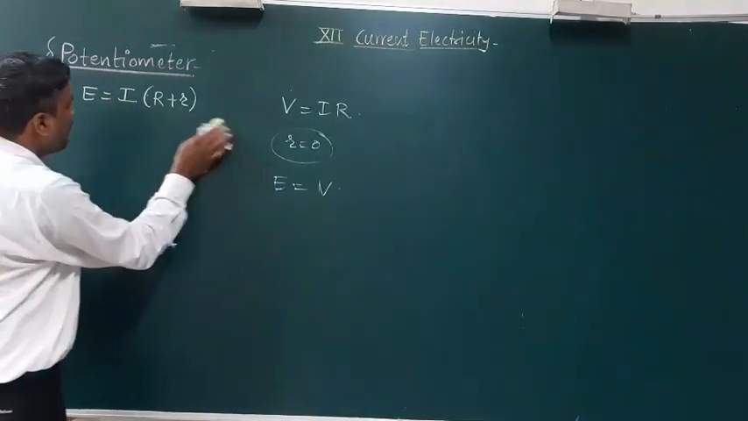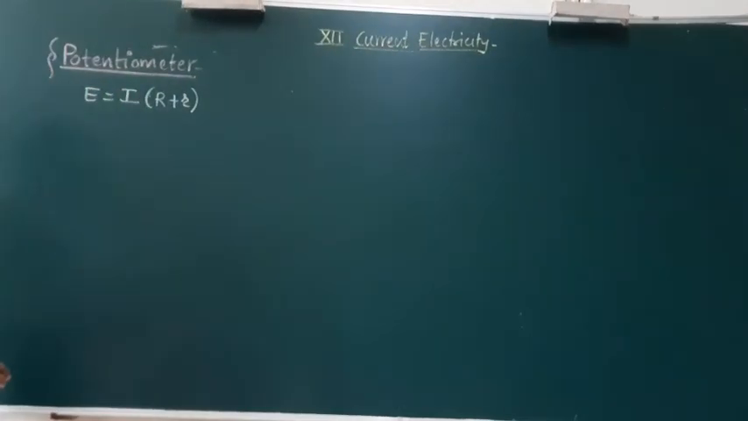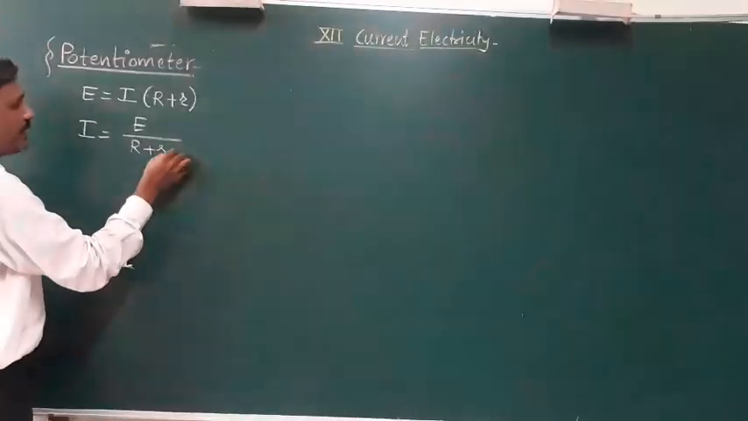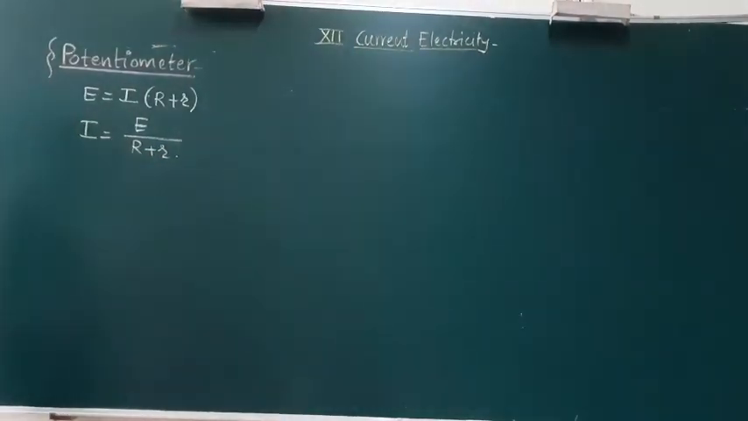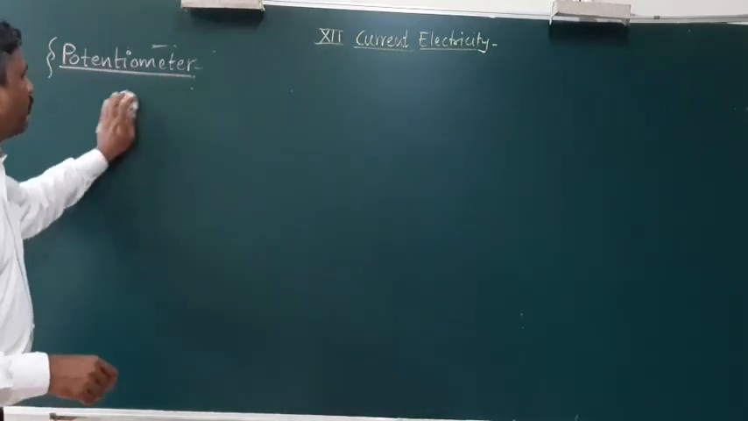Now the EMF is given by E equals capital I in bracket capital R plus small r, and the current flowing through the cell is given by E divided by capital R plus small r. Today we have to see what is the principle of potentiometer, what are the uses of potentiometer, how the potentiometer works, the advantages and applications of potentiometer, all the parts we study in one lecture. This is a very simple and easy device, potentiometer.